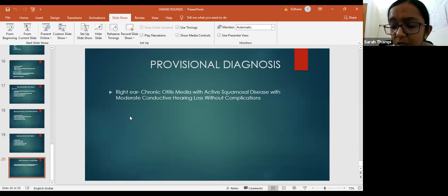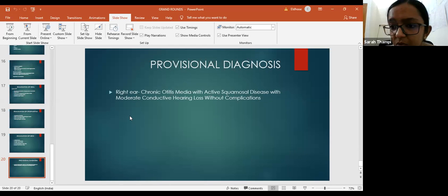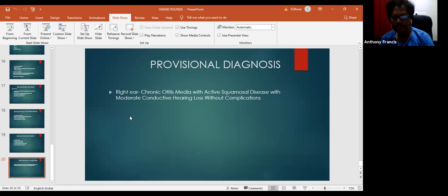Sir, the appearance will be smooth and glistening in case of a polyp. Smooth and pinkish in a case of an aural polyp. In a case of granulation tissue? Surface will be boggy, irregular, sir. Irregular surface, granular surface, reddish in color.